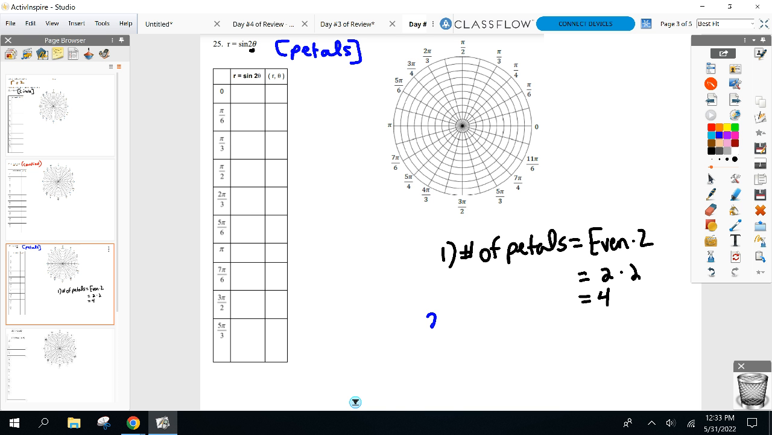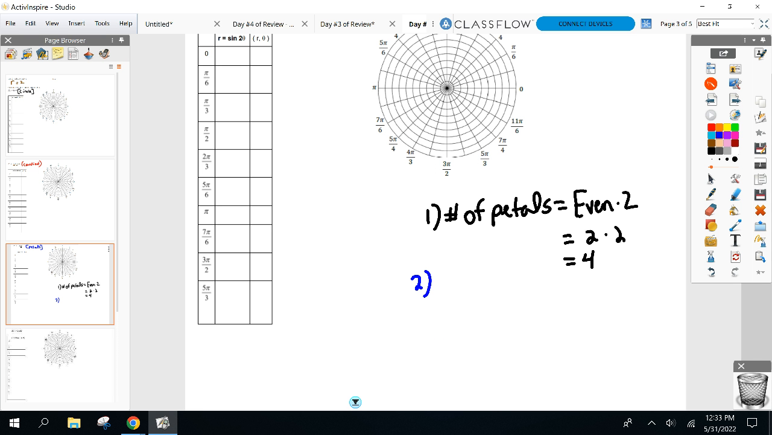Second thing I need to see for full credit tomorrow, how far apart they are. I don't care if it's sine, cosine, I don't care about the number of petals. You find out how far apart they are the same exact way. Take 360 all the way around and divide by the number of petals. So this will be, every petal will be 90 degrees apart.